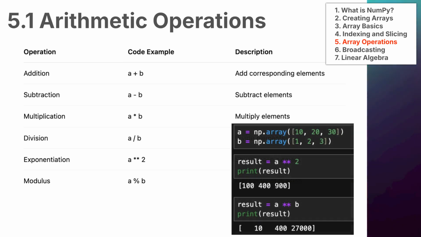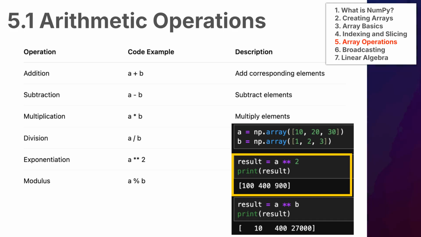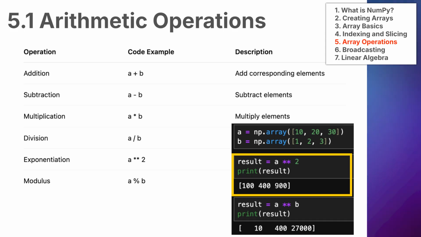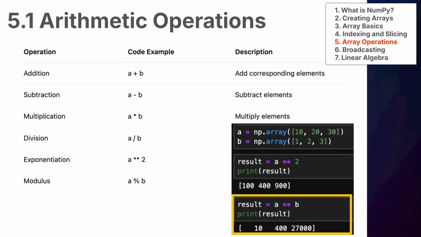Next, exponentiation. In this case, each element in A is squared. 10 to the power of 2 equals 100. 20 to the power of 2 equals 400. 30 to the power of 2 equals 900. You can also do that with B.